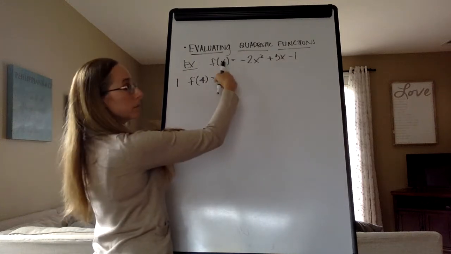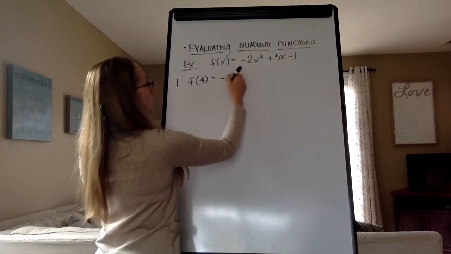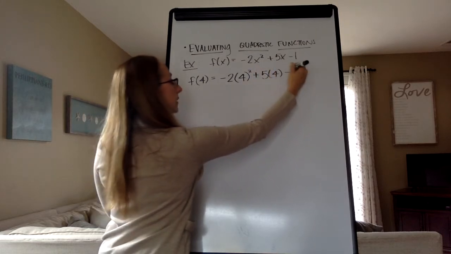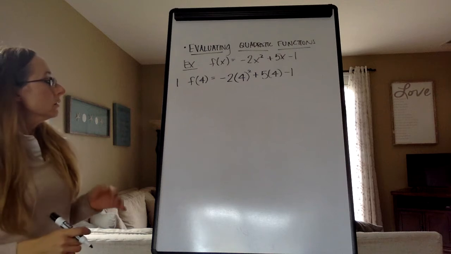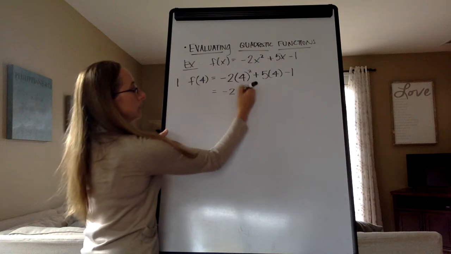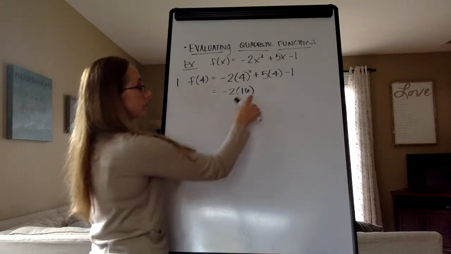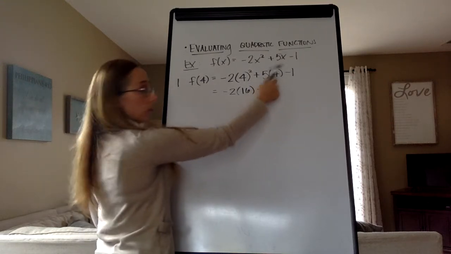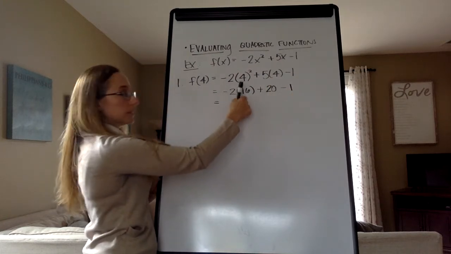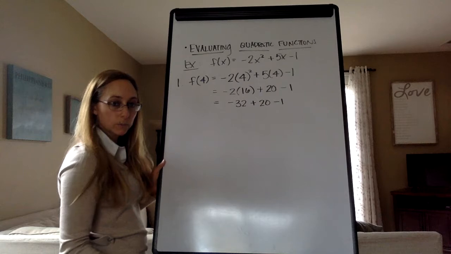So here's our function f. We're going to plug in 4 in for x and evaluate it. What does it become? So negative 2 times 4 squared plus 5 times 4 minus 1. The squared only applies to the 4. This becomes negative 2. 4 squared is 16. So again, 4 squared is 4 times 4. Plus 5 times 4 is 20. Minus 1. Negative 2 times 16. We have negative 32 plus 20 minus 1.